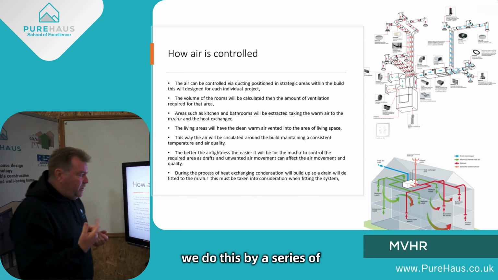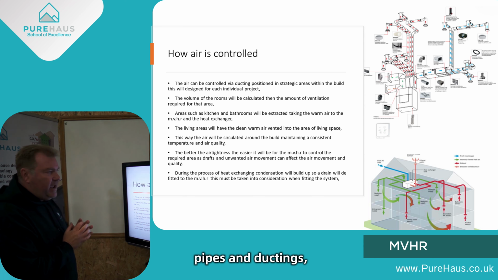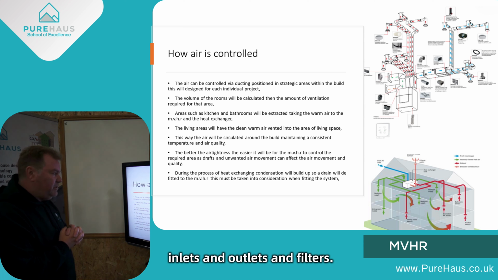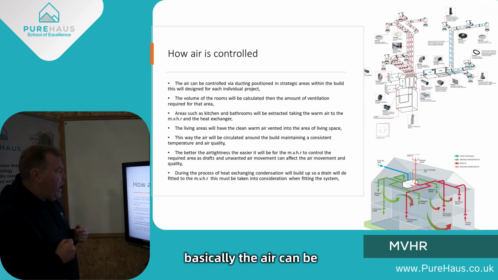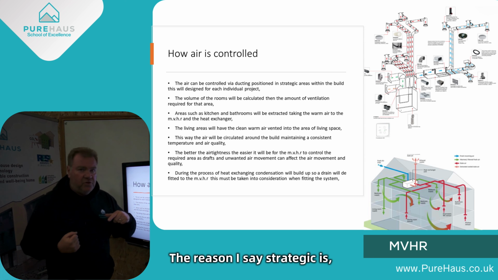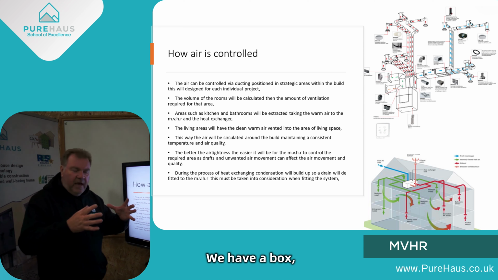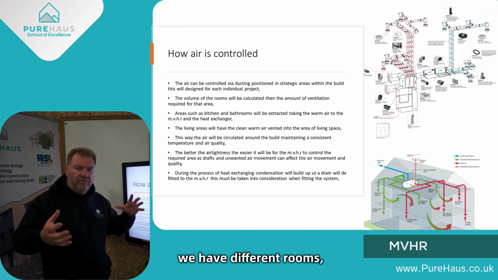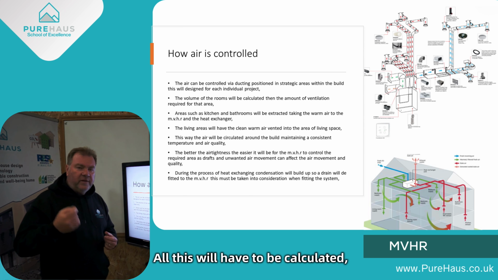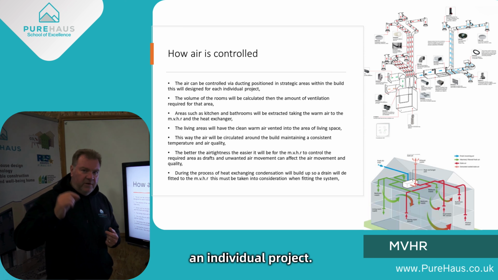Now, we do this by a series of pipes and ductings, inlets and outlets and filters. Basically, the air can be controlled via ducting positioned in strategic areas. The reason I say strategic is, in other words, it's designed, it's planned. We have a box, we have a shape, we have different rooms, we have different layouts. All this will have to be calculated, so it needs to be designed purposely for an individual project.